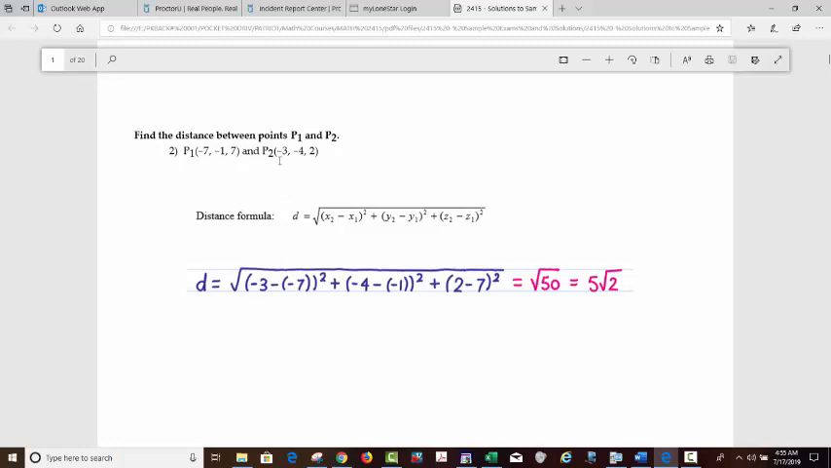I did the second point as P2, X2. So negative 3 minus negative 7 will be 4. And then negative 4 minus negative 1 is negative 3. You square that. And then you have 2 minus 7 is negative 5. So 4 squared is 16, 3 squared is 9, 5 squared is 25. 25 plus 25 is 50. Square root of 50, which is correct. But if the answer choices were to be reduced, it would reduce to 5 square root of 2.